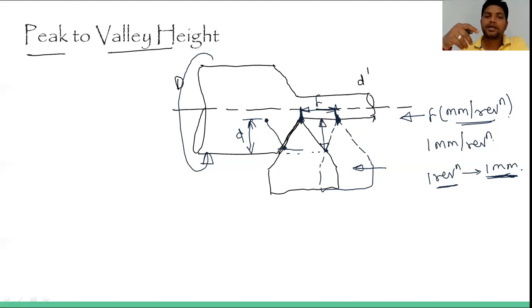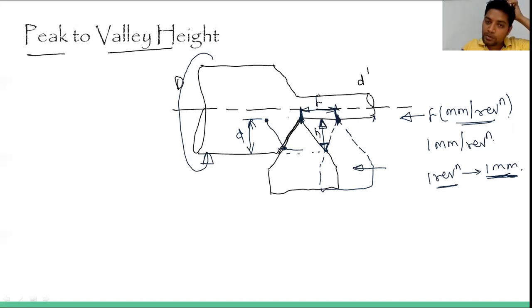Sometimes we can say that it will be equal to the depth of cut, but depth of cut is related to the workpiece, not to the tool. So that's why we have to make some differentiation there: this is the peak to valley height from the perspective of the tool. Here we are defining it by the small h.